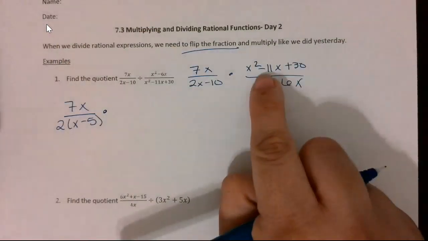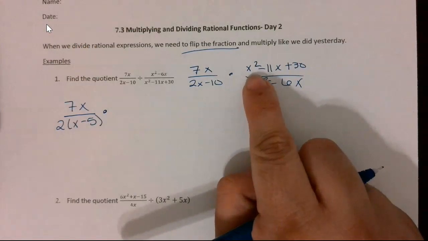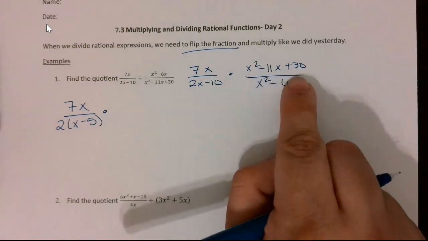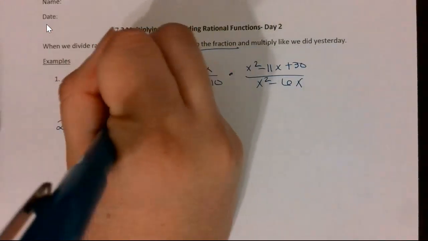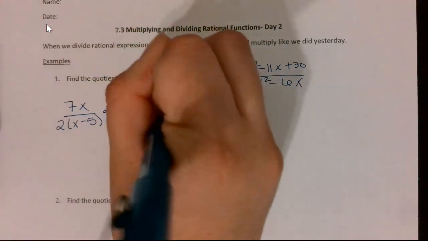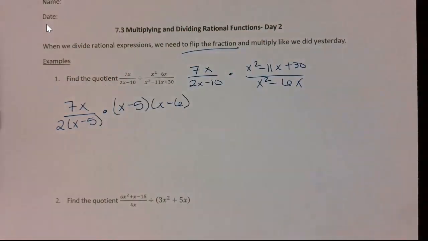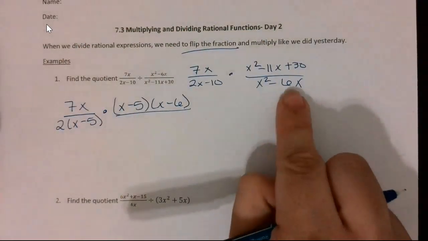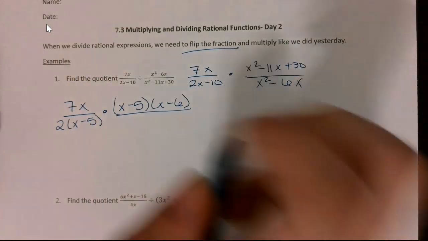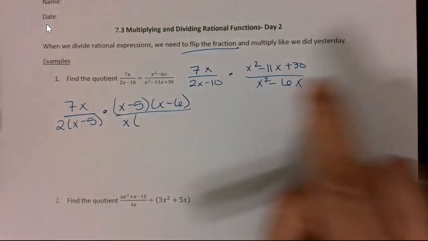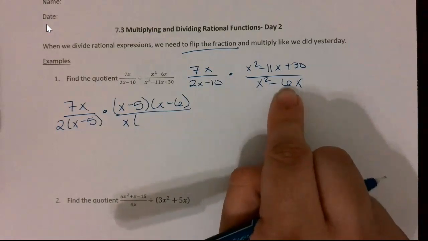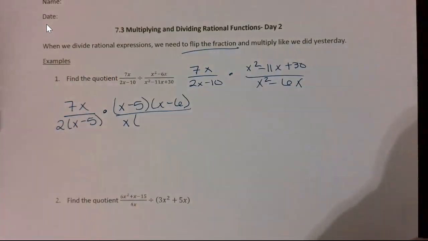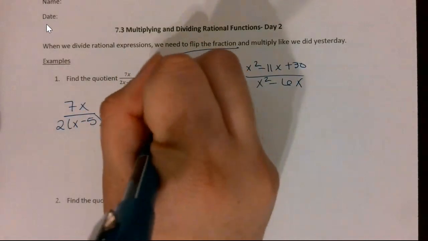Over here, I have x squared minus 11x plus 30. So I'm looking for what multiplies to positive 30 and adds to negative 11. That's going to be negative 5 and negative 6. Then on the bottom, x squared and 6x both have an x, so I pull out the x out front. X squared divided by x is x. 6x divided by x is negative 6.